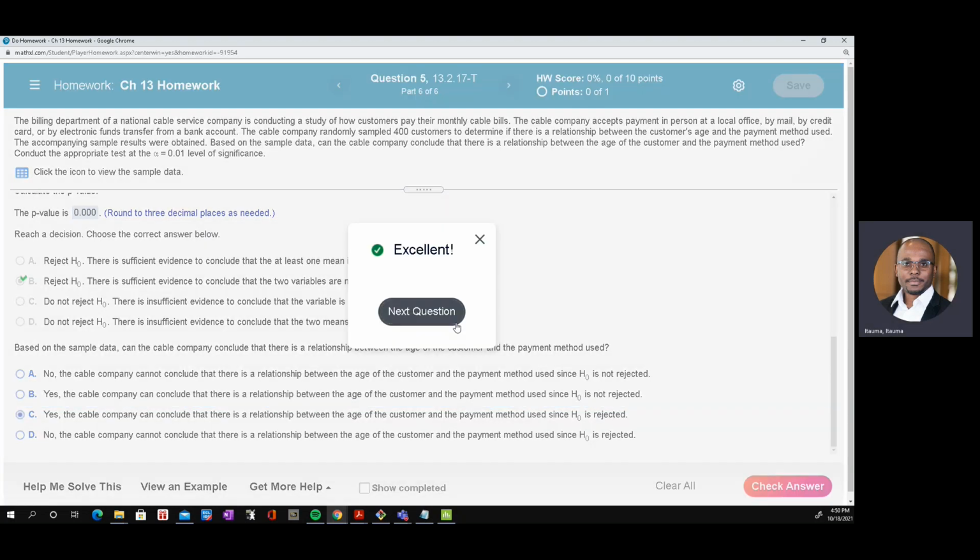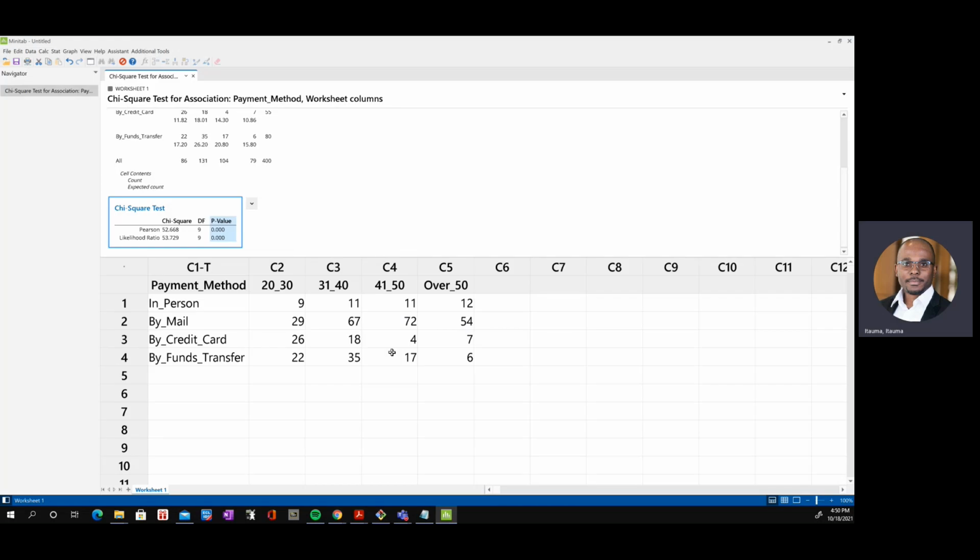Excellent. So great job. That is pretty much how to run a contingency analysis using Minitab.